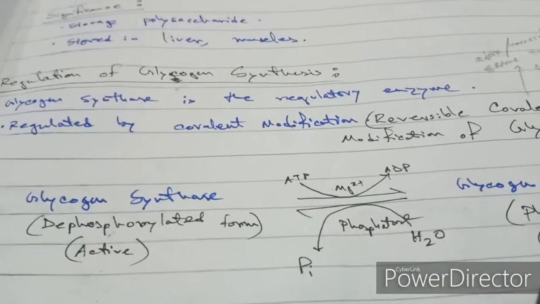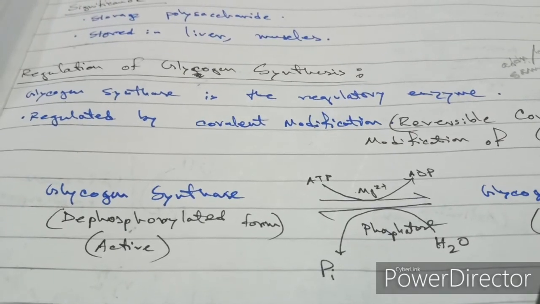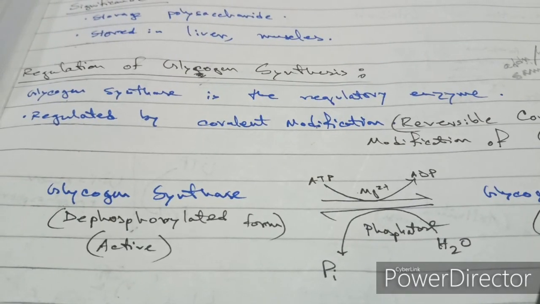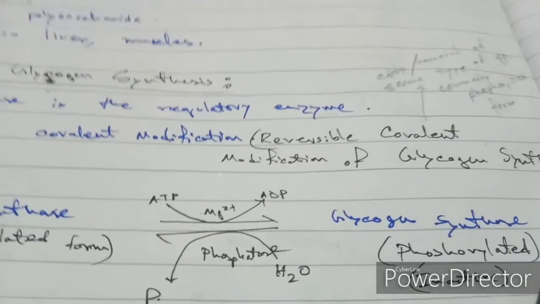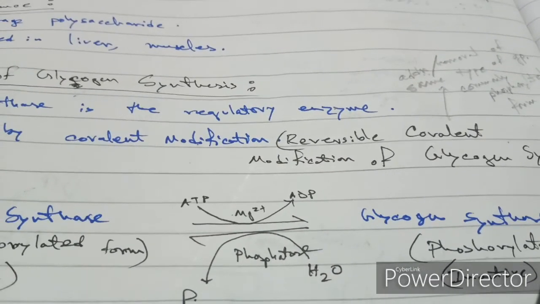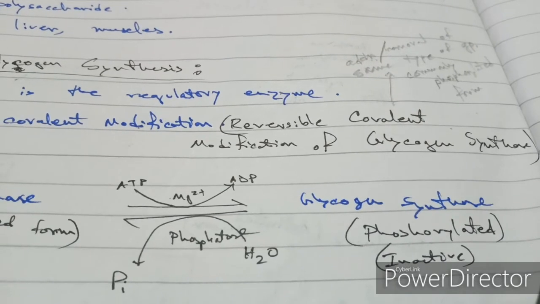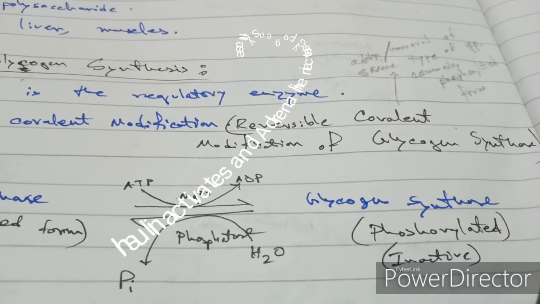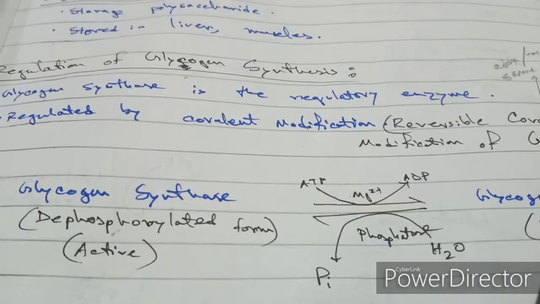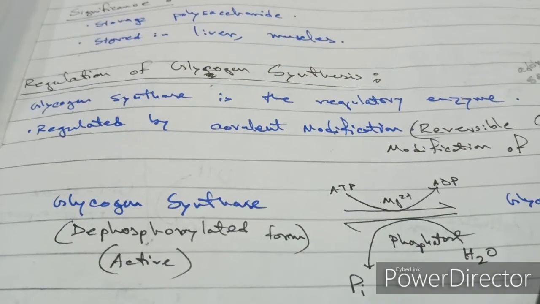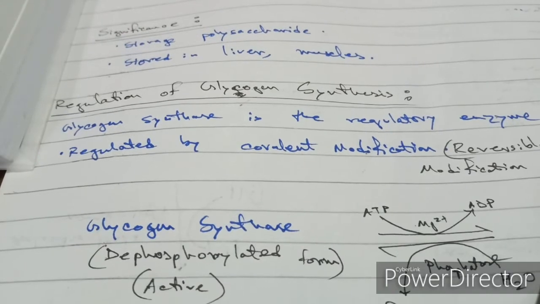And here, glycogen synthase is active when dephosphorylated. It is phosphorylated by any protein kinase and becomes inactive, and phosphatase removes the phosphate and it is activated. Okay, that's all for this part.